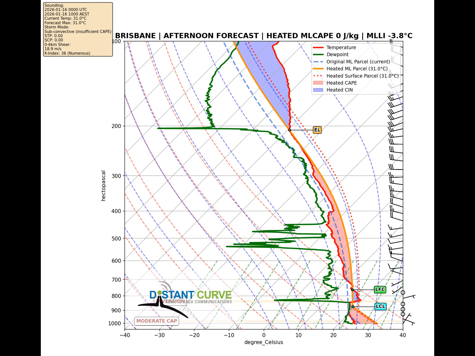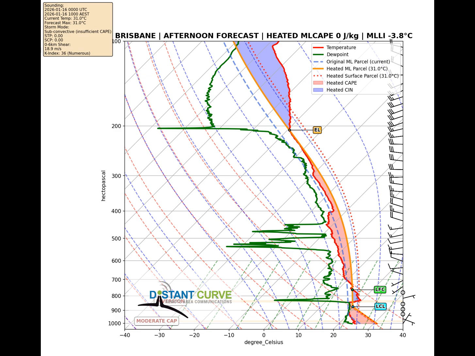The surface-based CAPE reaches 957 joules per kilogram, still below the Australian threshold but getting close. The mixed layer CAPE stays low because the mixed layer is drier and more stable. But here's the critical part. The blue shaded area on the left side of the diagram shows the cap, that moderate cap we saw this morning. As the surface warms, that cap weakens.